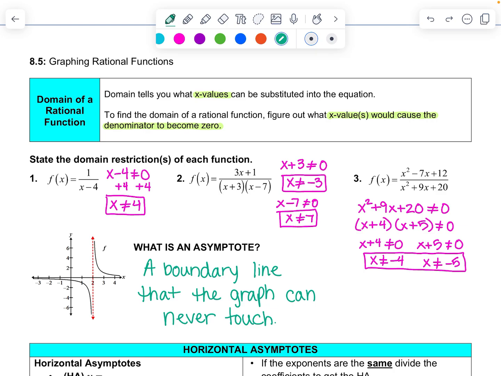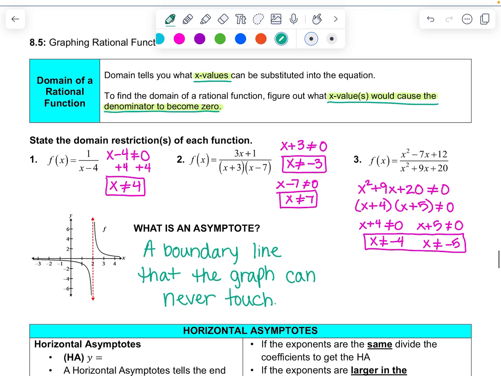So as we know, domain tells us the x values that can be substituted into our equation. And the way that we have to use the domain for a rational function is we cannot have the denominator equal 0. So we're going to have some values that are not part of the domain because it would cause the denominator to equal 0. So anytime you're asked about the domain and you have a fraction, we have to make sure that we are excluding those values that would make the denominator 0 because we cannot divide by 0.